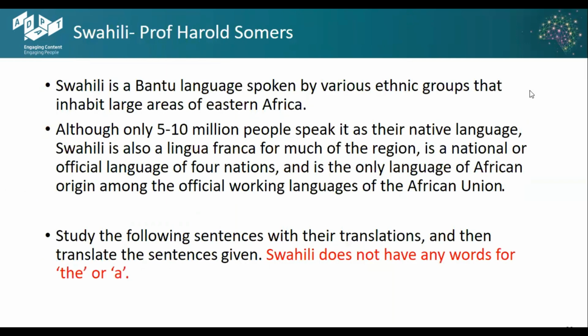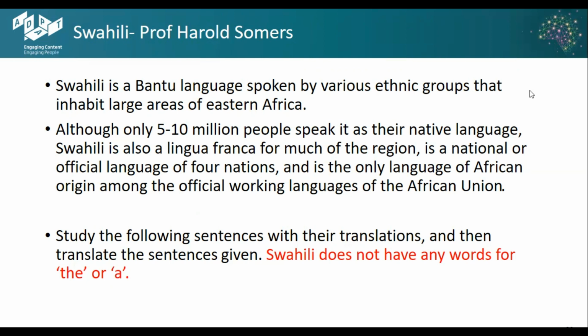So the third and final puzzle is Swahili, again by Professor Harold Summers. So Swahili is a Bantu language spoken by various ethnic groups that inhabit large areas of Eastern Africa. Although only 5 to 10 million people speak it as their native language, Swahili is also a lingua franca from which the region is a national or official language of 4 nations, and is the only language of African origin among the official working languages of the African Union.